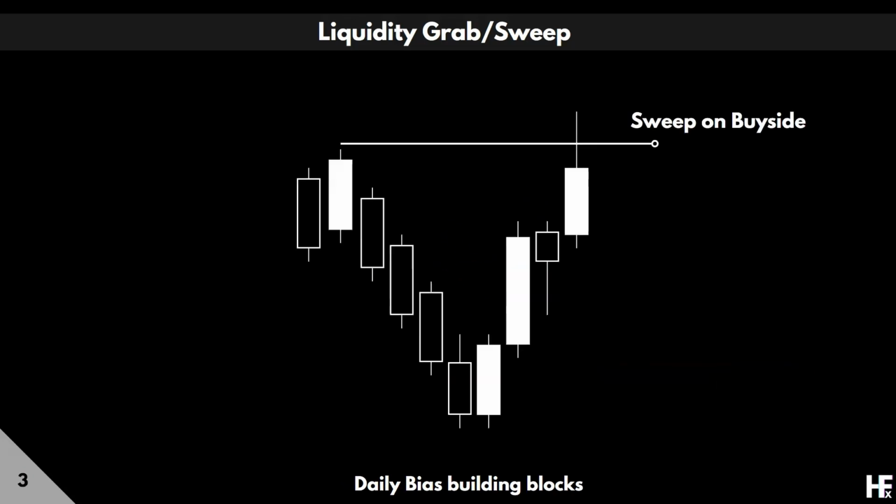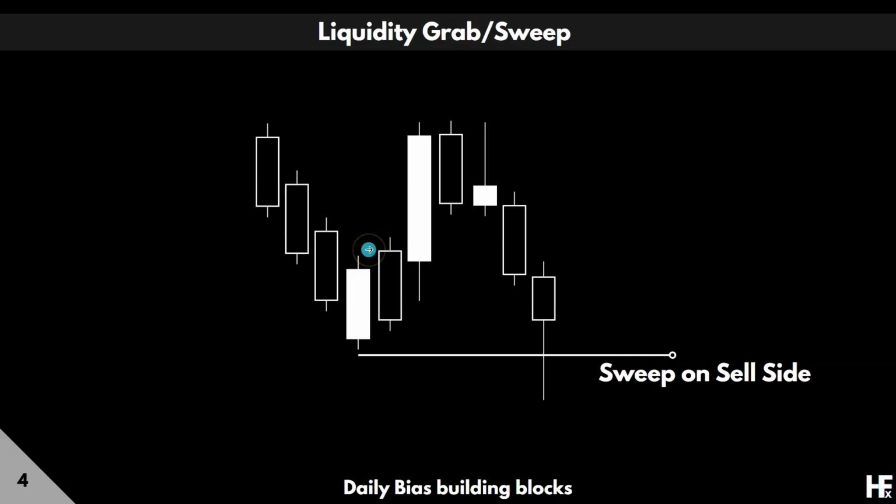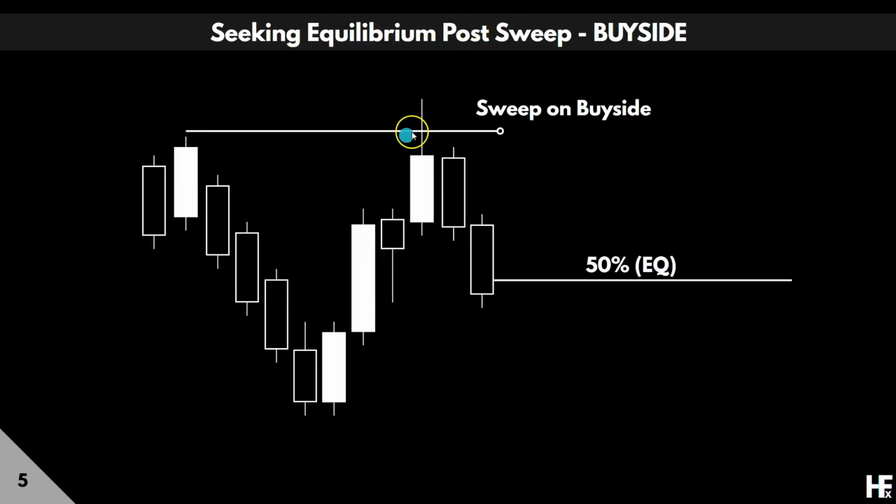Now, once we know that we have buy side and sell side grabs, what happens after? We have the seeking equilibrium post sweep. Now this is in terms of buy side here. As you remember from the previous example, we have the swing high, this was raided, price left a wick, right? And then the next day we look for price going inside this range. So this is the high and this is the low.